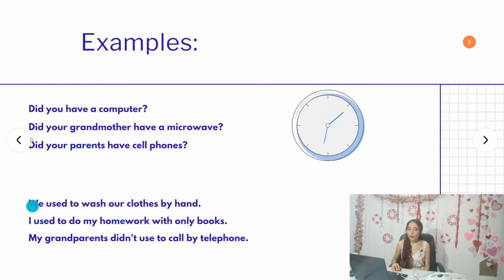For example, we used to wash our clothes by hand. Okay, used to, it's also in past. It's similar to the past sentences. If it's a normal sentence, you need to know that all your sentences start by the subject, and next to it you need to write used to in past. Por eso tiene la D al final. Wash our clothes by hand, and there's like an addition to the sentence. And the other one says, I used to do my homework with only books.